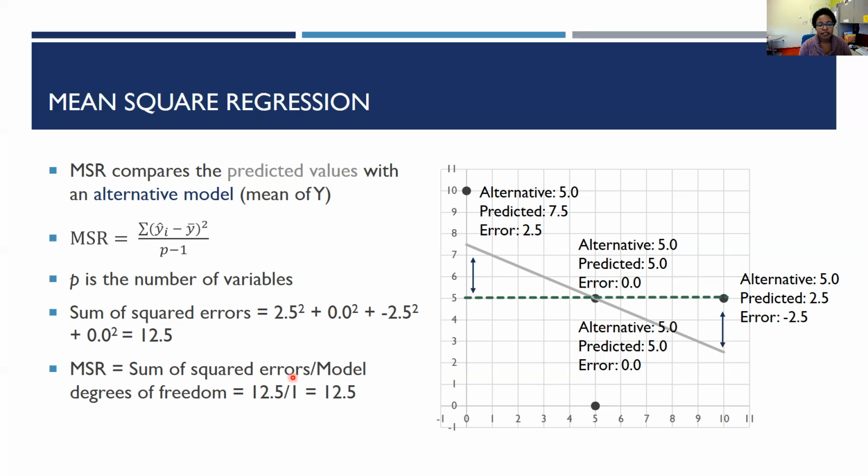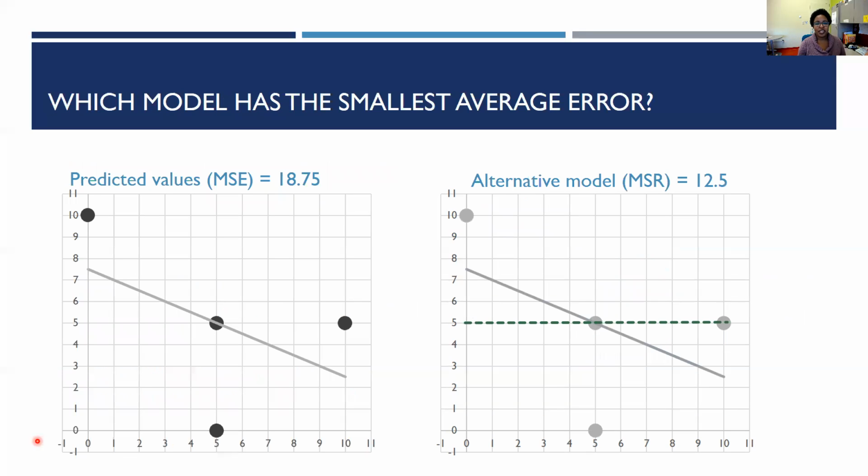Our sum of squared errors is going to be divided by our model degrees of freedom. So the number of variables, 2 minus 1, which is 1. So that's 12.5. So that's how we get our mean square regression. So now we have something to compare 18.75 to. We want to see which one has minimized the error the most, which is a better model. Is it the predicted values, or is it the alternative model? All right, so obviously in this case, our alternative model, just predicting the mean of y for everyone, has minimized the error more than drawing that line between all the data points has.